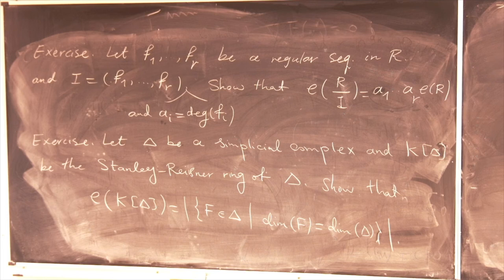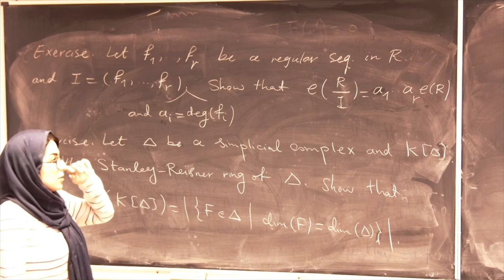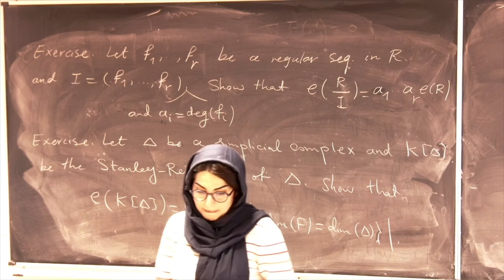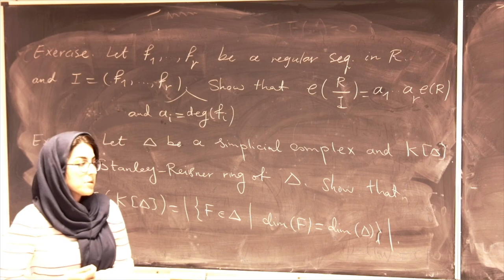Systems of parameters are very important in dimension theory, especially in the study of Cohen-Macaulay modules. Here we give the definition and show their existence. And as I told you, in the study of multiplicity of an ideal with respect to the module, systems of parameters play an important role, especially in Serre's theorems. They show themselves. So let's see the definition.